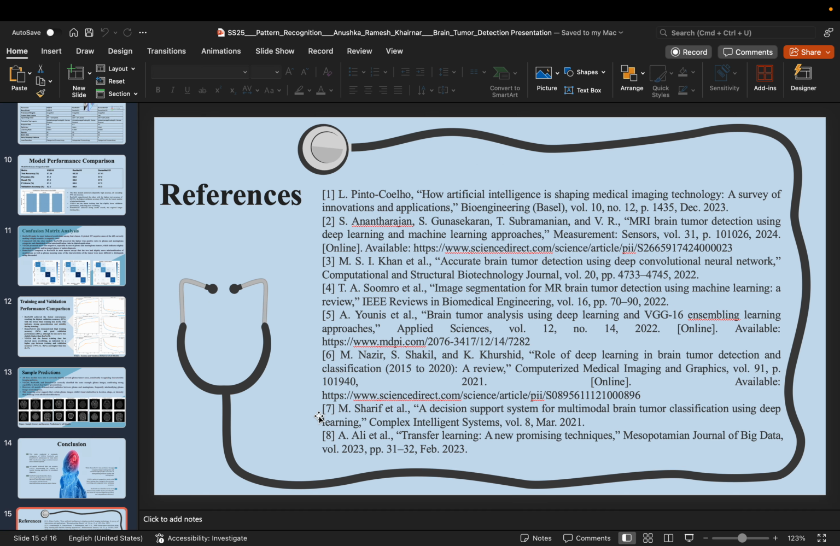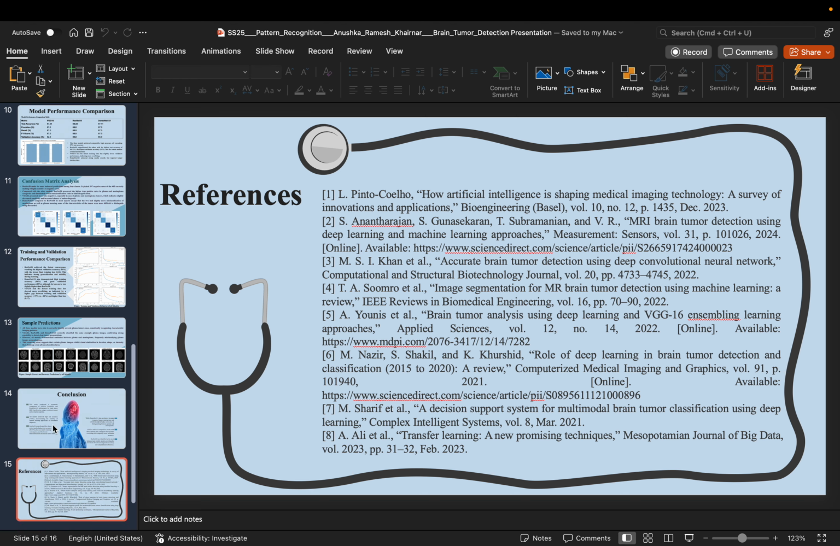Now we'll see some references here. For those who are interested in further reading, here are the key references that guided our study. These include recent work on deep learning applications in brain tumor detection, transfer learning, and medical imaging technologies.